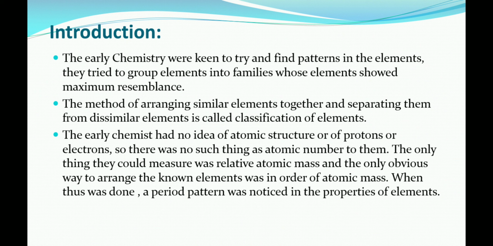The early chemists had no idea of atomic structure or of protons or electrons. So there was no such thing as atomic number known to them. The only thing they could measure was relative atomic mass, and the only obvious way to arrange the known elements was in order of atomic mass. When this was done, a periodic pattern was noticed in the properties of elements.